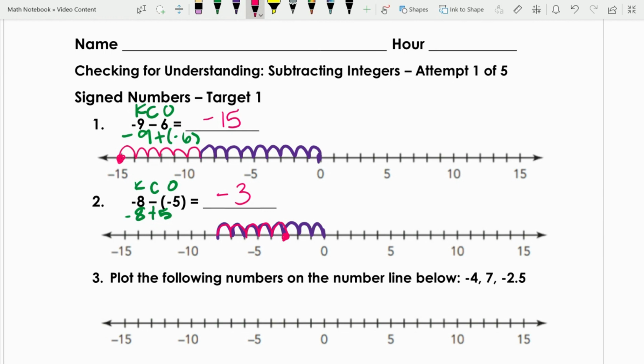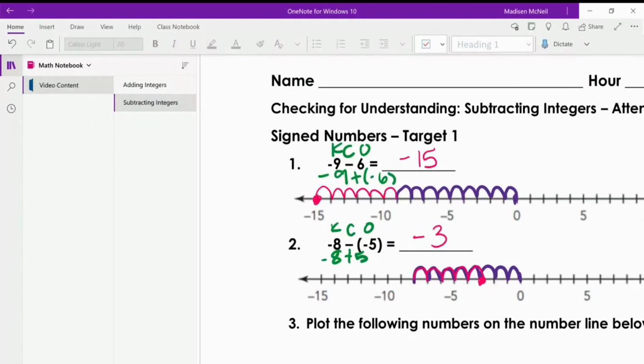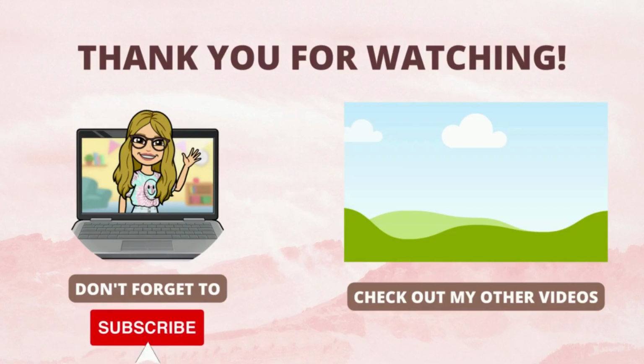Now, number 3 says plot the following numbers on the number line. So negative 4, we should have plotted here. 7 was here, and negative 2.5 would have been right there, right in between the negative 2 and negative 3. So those should have been your answers for the first attempt. Hopefully this helps you with subtracting integers.